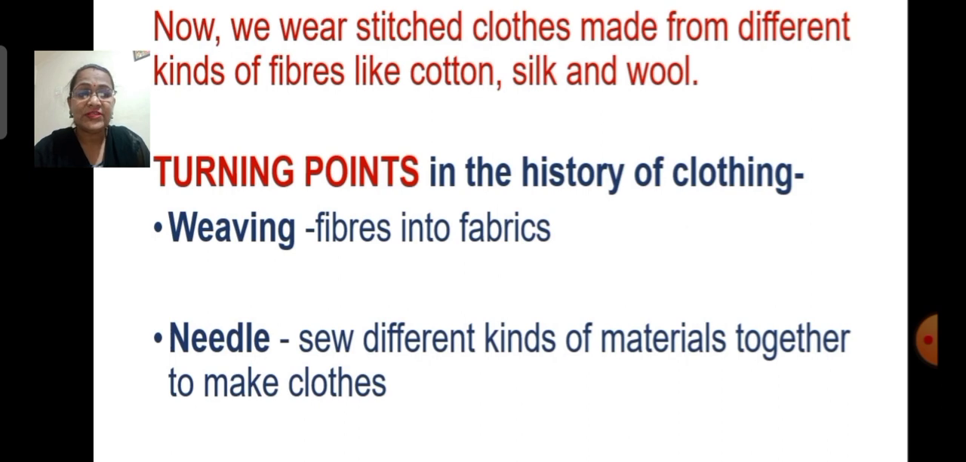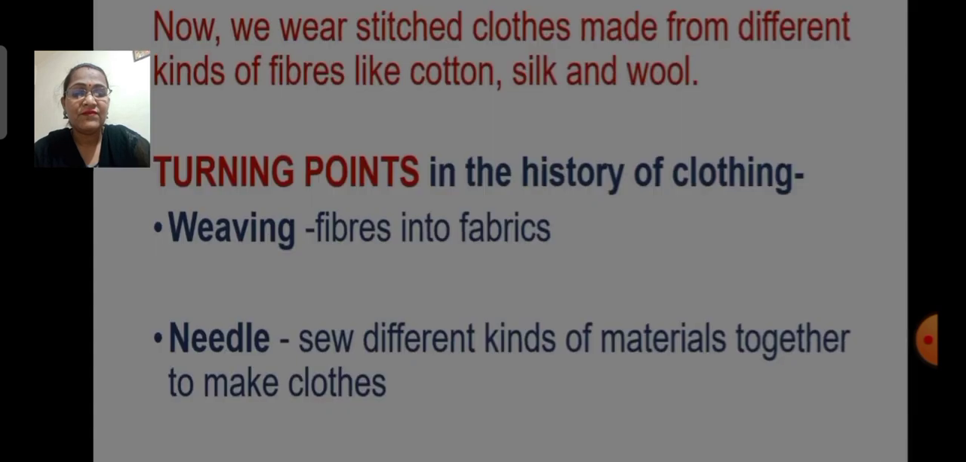So, there are two turning points in the history of clothing materials. And what are those, children? They are weaving and the needle. Weaving is turning fiber into fabrics, and the needle helped in sewing different kinds of material together to make cloth. So these are the two turning points in the history of clothing materials.